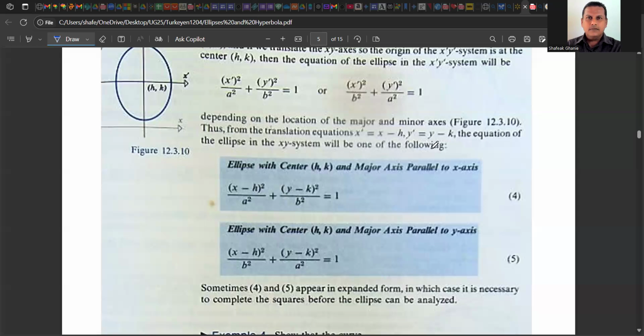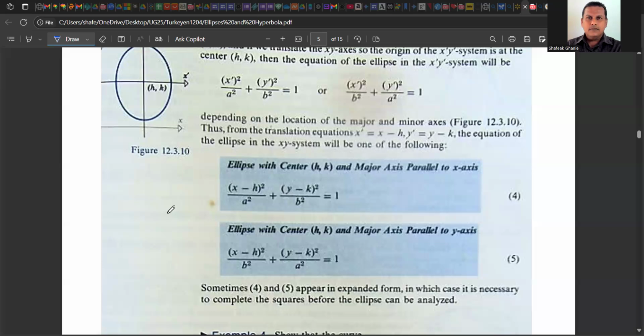This is our main, well, it's two equations. As I said, you don't need two, you need one, right? Based on the size of A and B, you can know the orientation of the ellipse, right? So that's the general thing there, right?